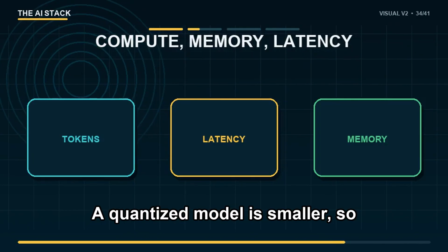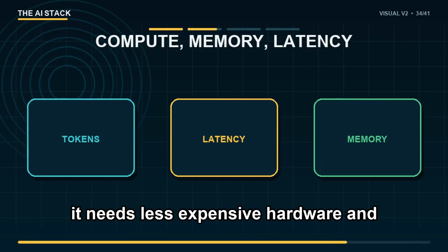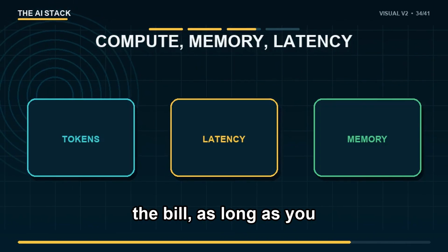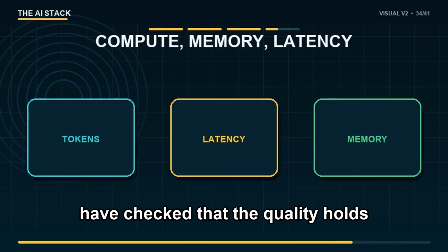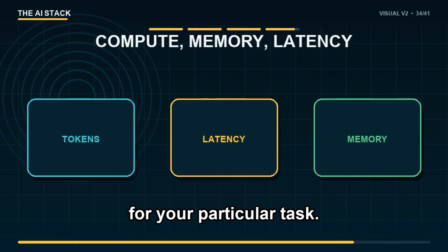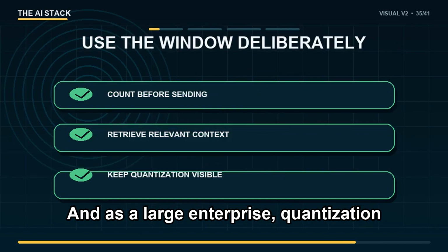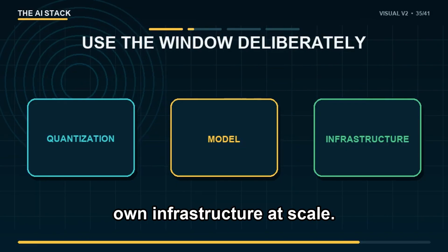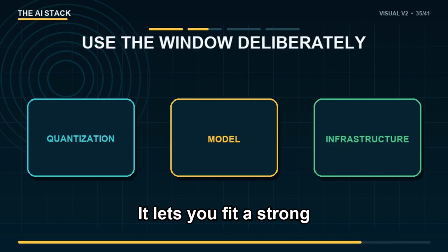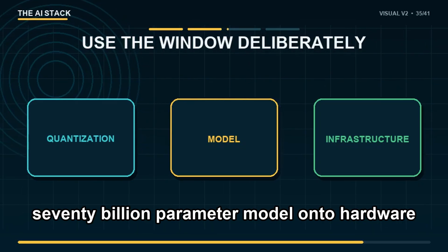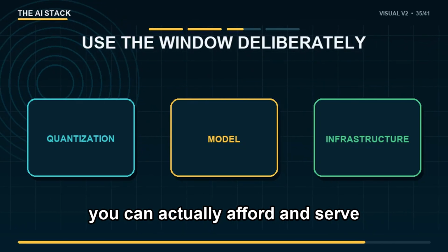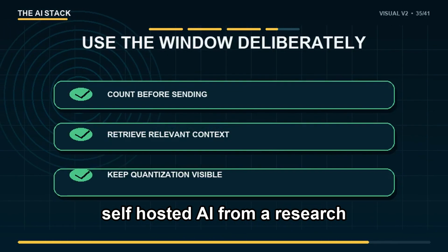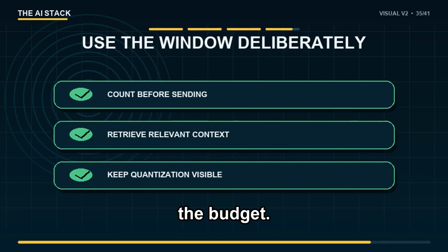A quantized model is smaller, so it needs less expensive hardware and runs faster, which means serving the same feature for a fraction of the bill, as long as you have checked that the quality holds for your particular task. And as a large enterprise, quantization is what makes it economical to run powerful open models on your own infrastructure at scale. It lets you fit a strong 70 billion parameter model onto hardware you can actually afford and serve it to thousands of employees, turning self-hosted AI from a research luxury into a practical line on the budget.